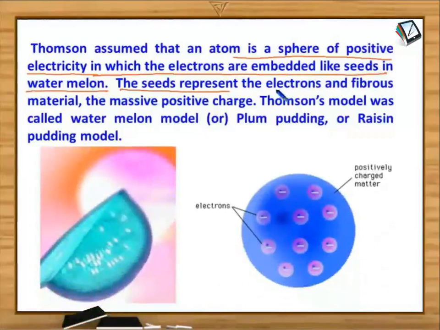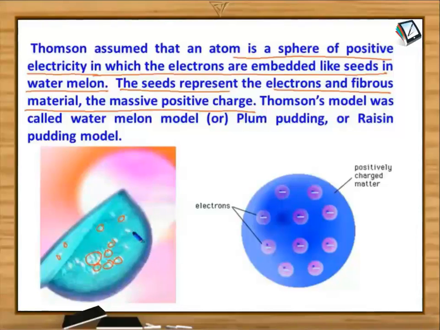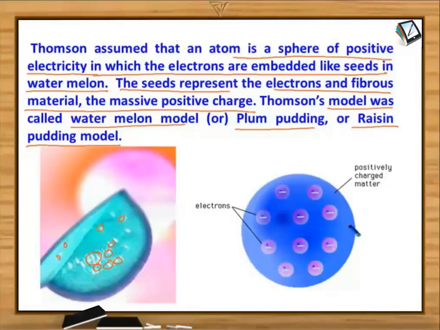The seeds represent the electrons and the fibrous material, the massive positive sphere. So here the black colored seeds represent the electrons, which are evenly distributed in the red colored positive part. The red colored part is the massive positive charge and the black colored seeds are the electrons, and that is the reason why Thomson's model was called the watermelon model or the plum pudding or raisin pudding model, where the raisins become the electrons, and the wheat flour, which becomes the mass of that plum pudding, becomes the positively charged matter.